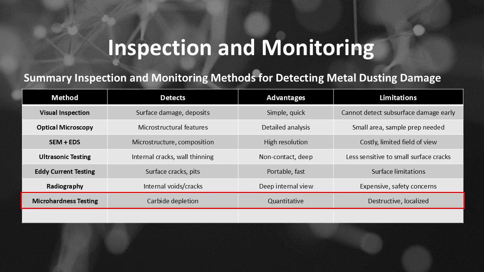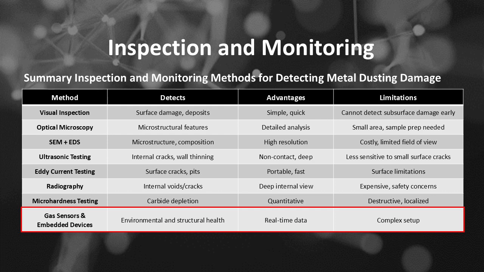If the method is microhardness testing, it is used to detect carbide depletion. The advantage is that it is quantitative, and the limitations are that it is destructive and localized. If the method is gas sensors and embedded devices, it is used to detect environmental and structural health. The advantage is real-time data, and the limitation is complex setup.